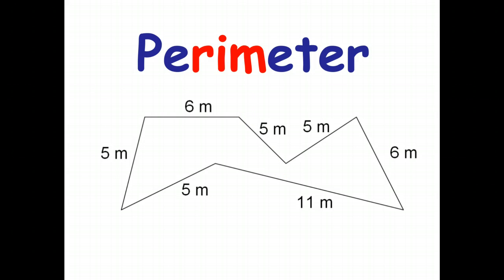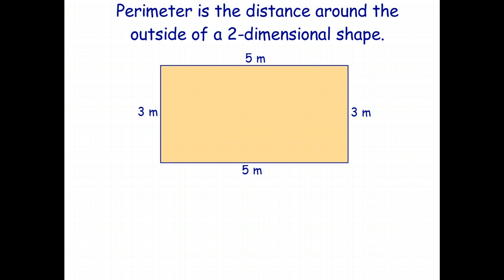Okay, let's move on and learn a bit about perimeter. Here's what perimeter is: the distance around the outside of a two-dimensional shape. Let's have a look at this one. If I was going to walk right around the outside of this, I would have to walk 5 meters plus 3 meters is 8 meters, plus another 5, well 8 plus 5 is 13, plus another 3 is 16. So we could just look at that and say the perimeter, or the distance around the outside of that, is 16 meters, using the M for meters, the abbreviation.